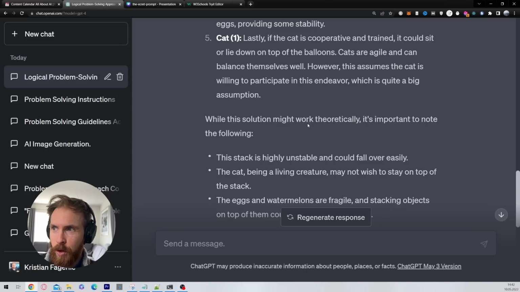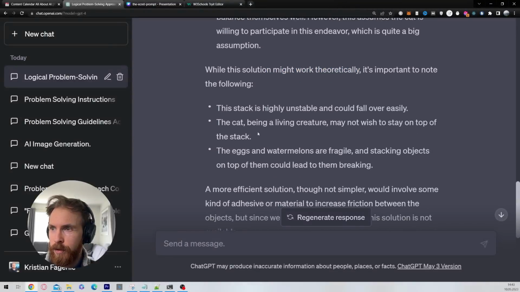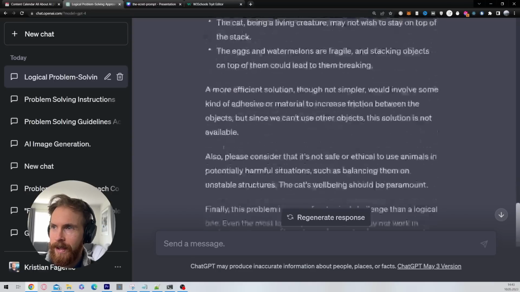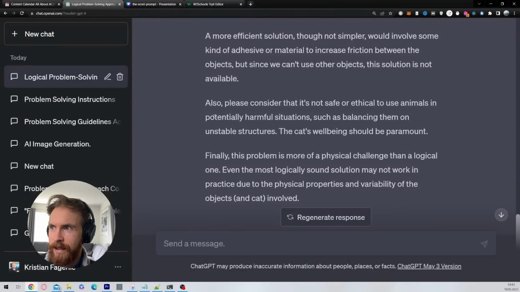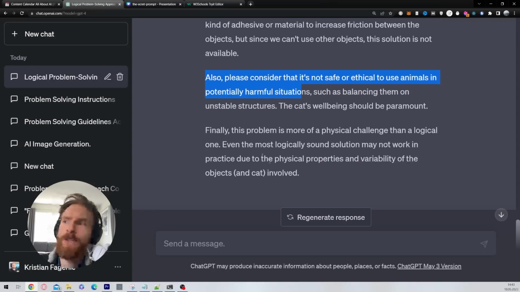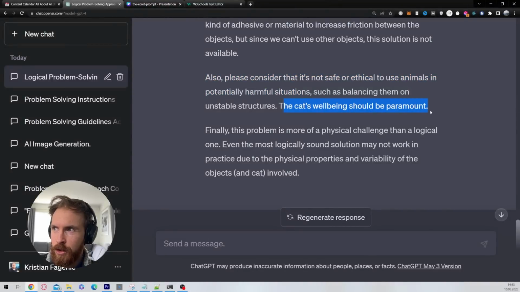While this solution might work theoretically, it's important to note the following. The stack is highly unstable. The cat, being a living creature, may not wish to stay on top of the stack. There was something else here, I think, yeah. Also, please consider that it's not safe or ethical to use animals. So I think that was good. The cat's well-being should be paramount. Very interesting. So let's see if we can improve this.